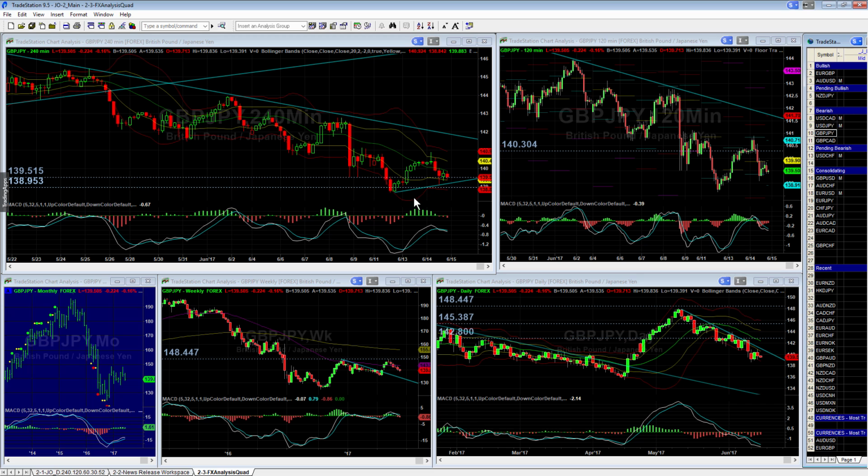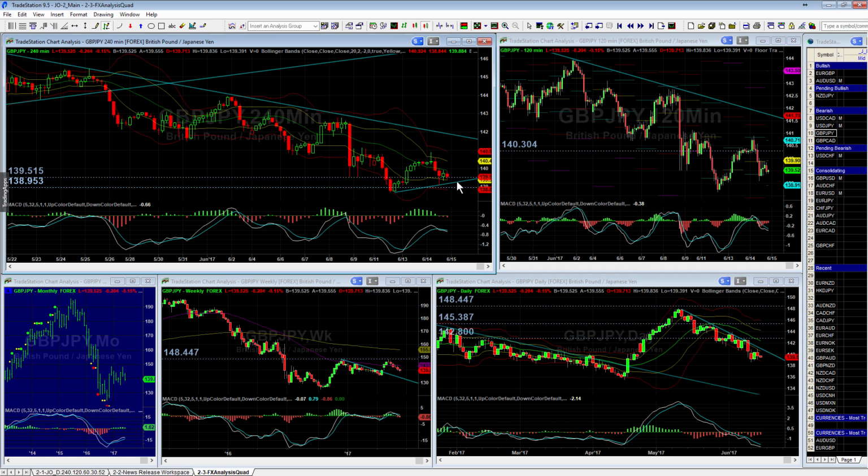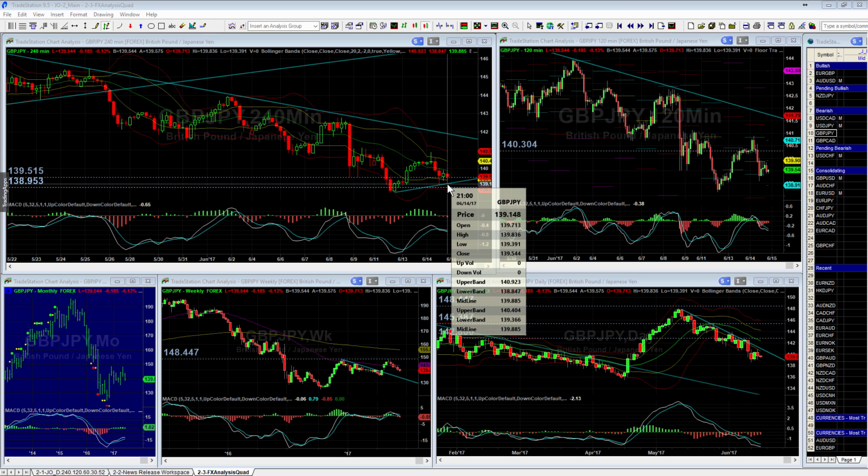For the pound yen, I've drawn in this consolidation up trend line right here, and if we can break through there, we could see a continuation of this downtrend. That would be in alignment with the bearishness on the daily and the weekly. A break point would be right around 139.15.